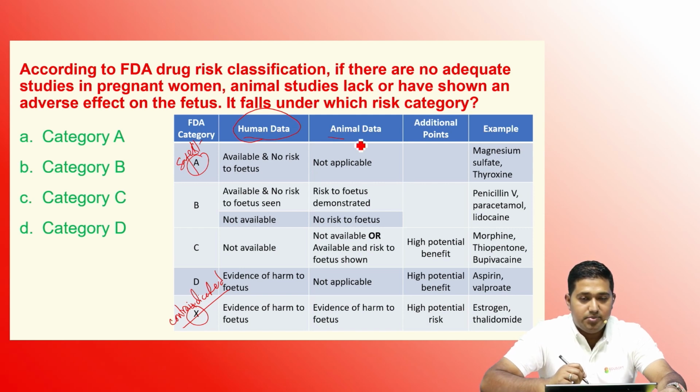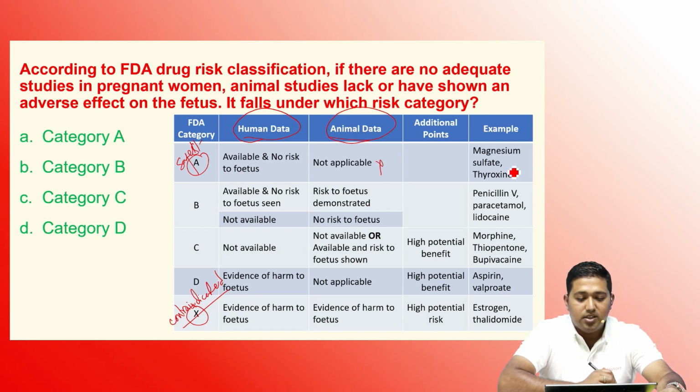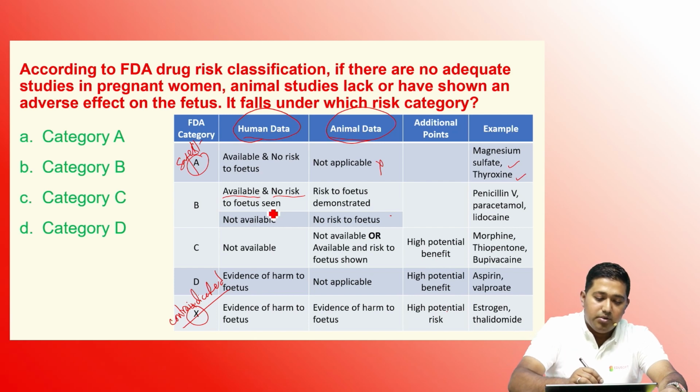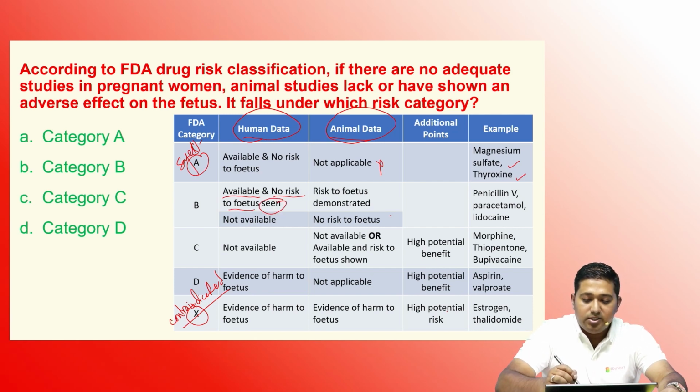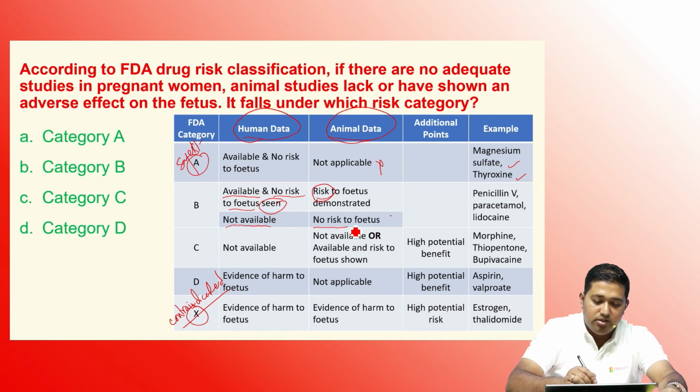Similarly, if you talk about the category B drugs, here the human data is available and fails to show any risk to the fetus. Here I have used the word seen: no risk to the fetus is seen. However, animal data has shown that there is some risk to the fetus. That is one scenario. The second scenario is that there is no availability of human data, but the animal studies have shown no risk. With this combination also, they have been categorized as category B, and the examples would be penicillin B, paracetamol and lidocaine.